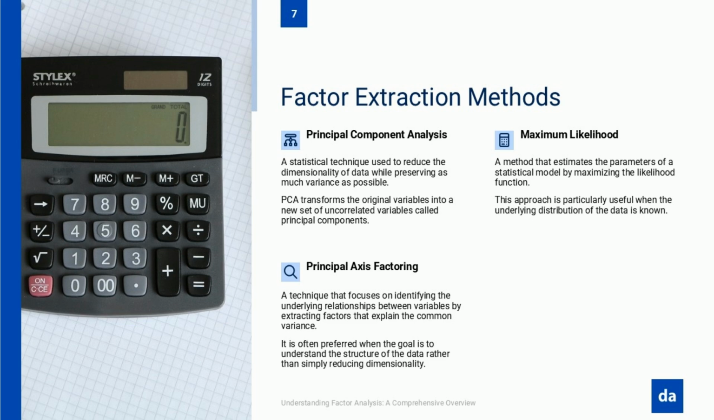Choosing the right extraction method depends on your goals. If you just want to simplify data, PCA does the job. If you're trying to understand deeper latent structures, PAF is a safer bet. And if you need to run further statistical tests, ML might be your best friend. No matter which approach you use, extraction is just the first step. Next, we need to fine-tune our findings to make them clearer and more interpretable. And that's where factor rotation comes in, which is up next.